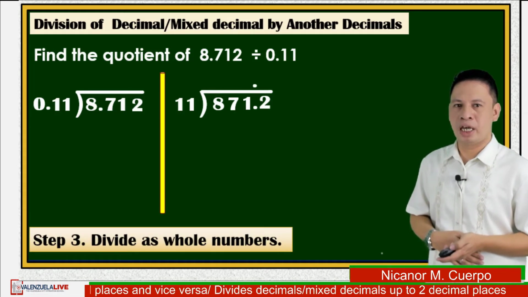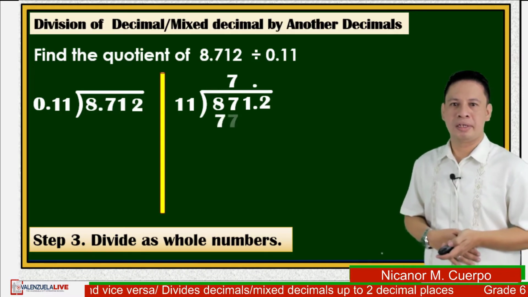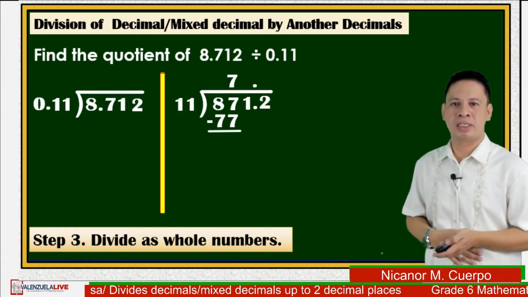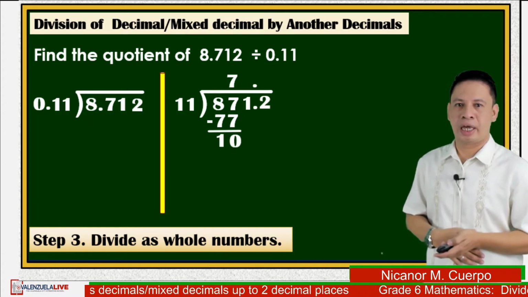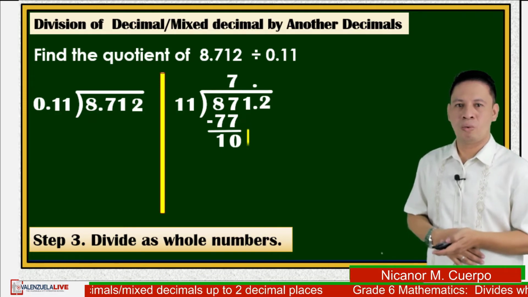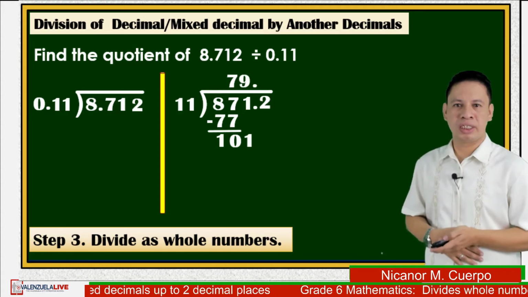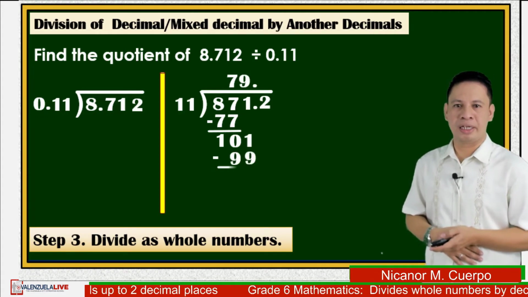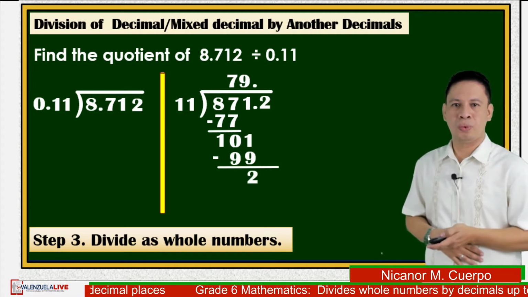87 divided by 11 equals 7. 7 times 11 equals 77. Then 87 minus 77 equals 10. Then bring down 1. 101 divided by 11 equals 9. 9 times 11 equals 99. 101 minus 99 equals 2.